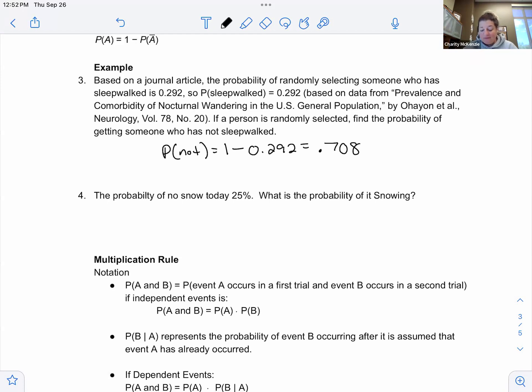So if the probability of no snow today is 25%, what's the probability of it actually snowing? I didn't even use the 25. The probability of no snow is 25%, so snow would be 75%. So 100% is 1, so it can add to 100% because that's the same as the number 1. Or you can think of it as 0.25 plus 0.75 equals 1.